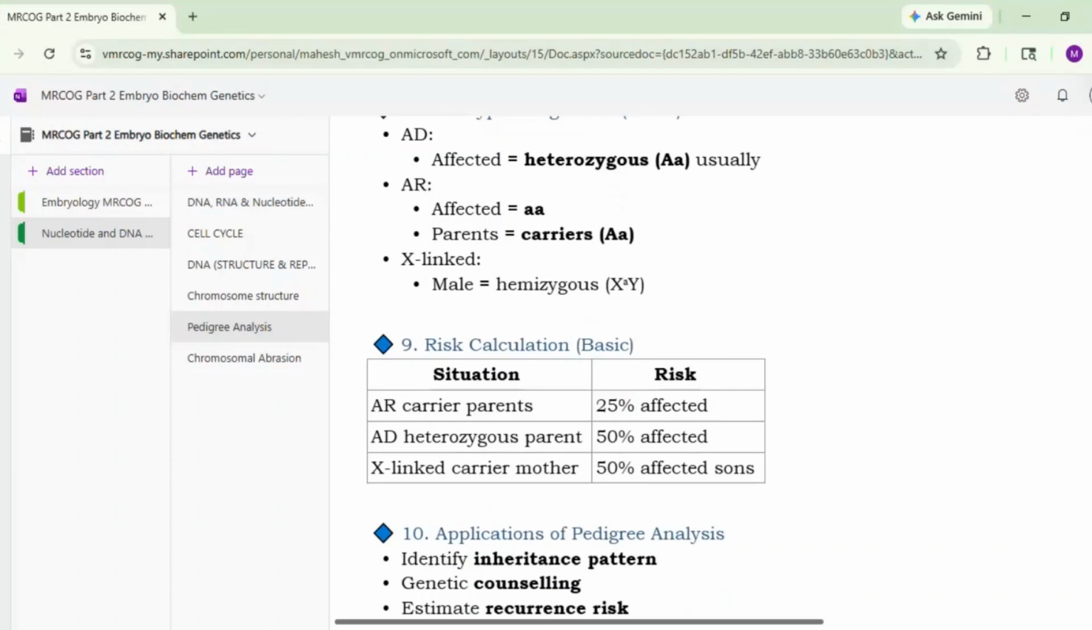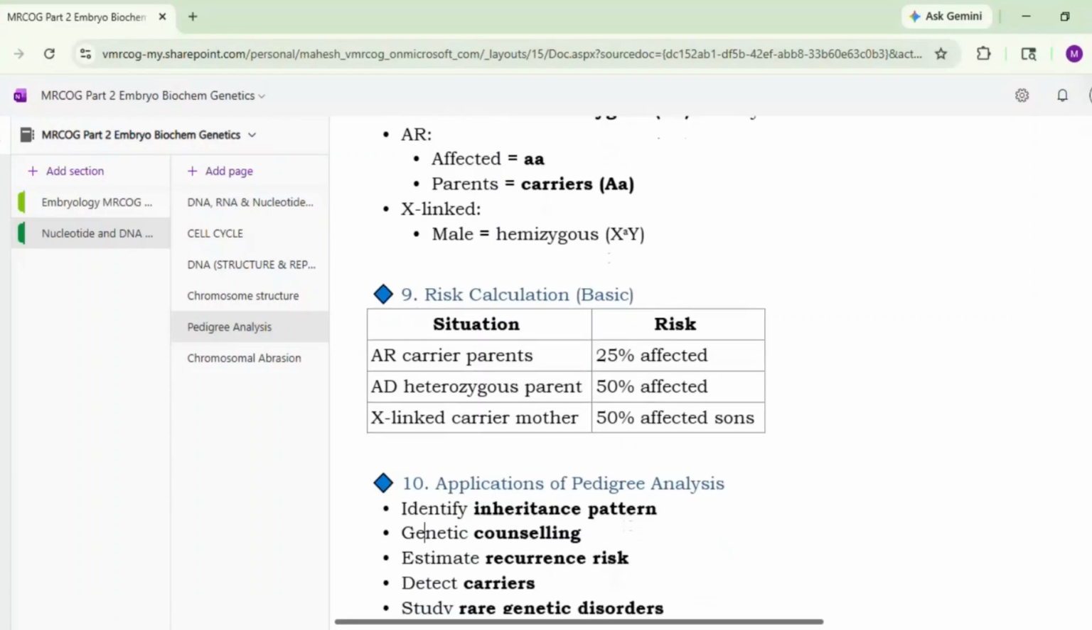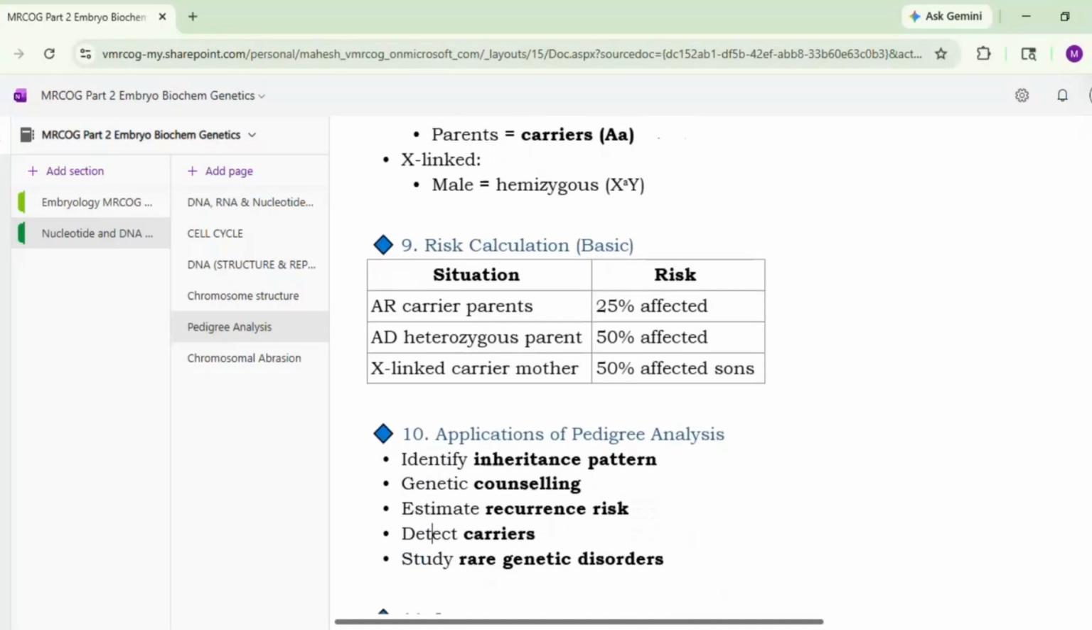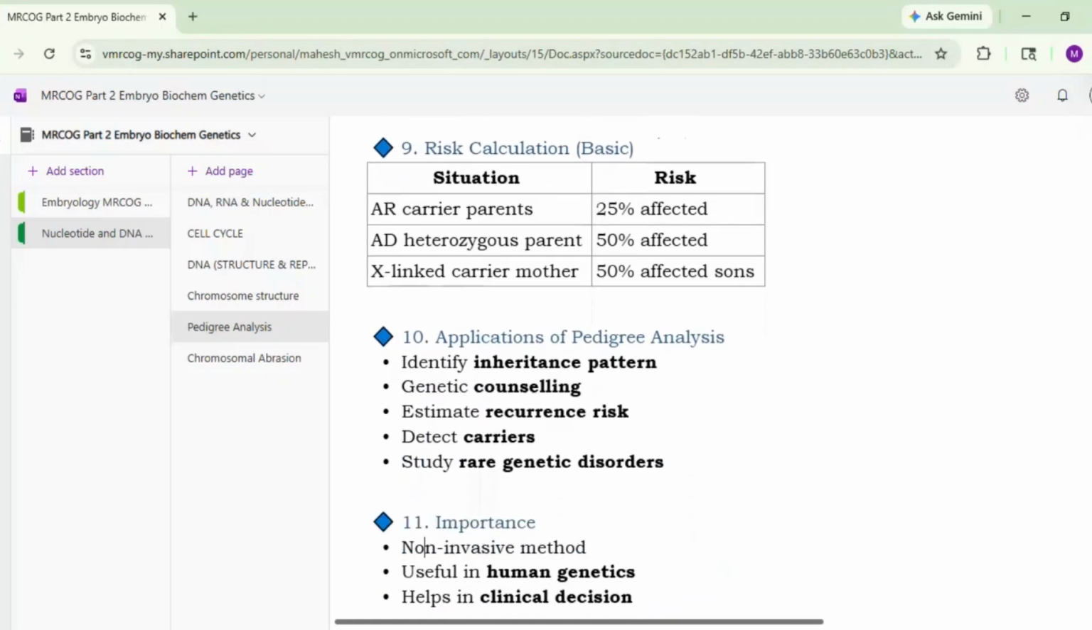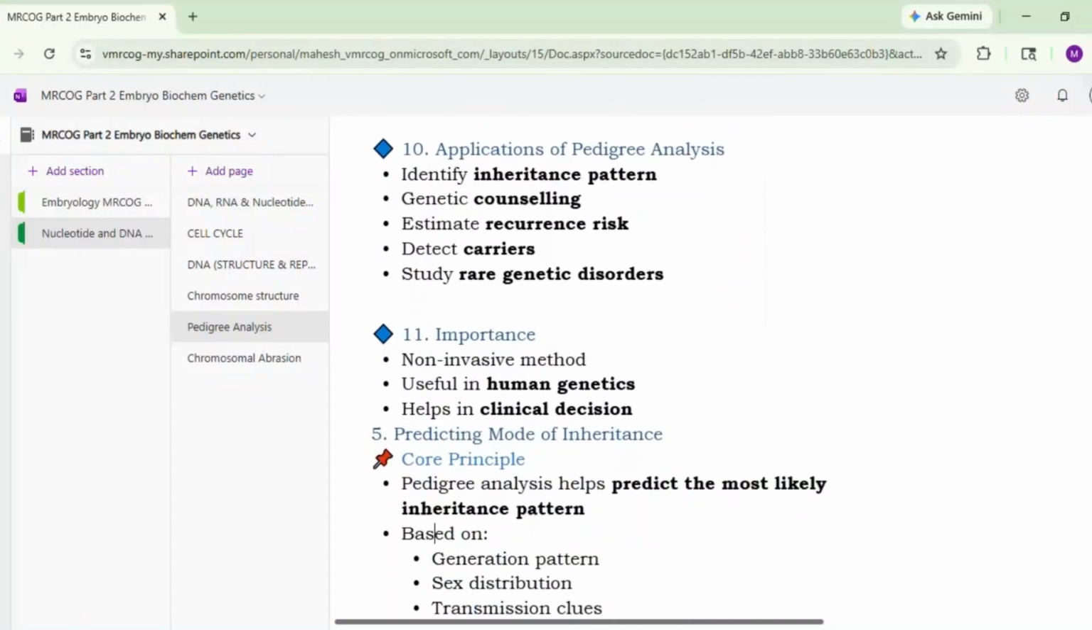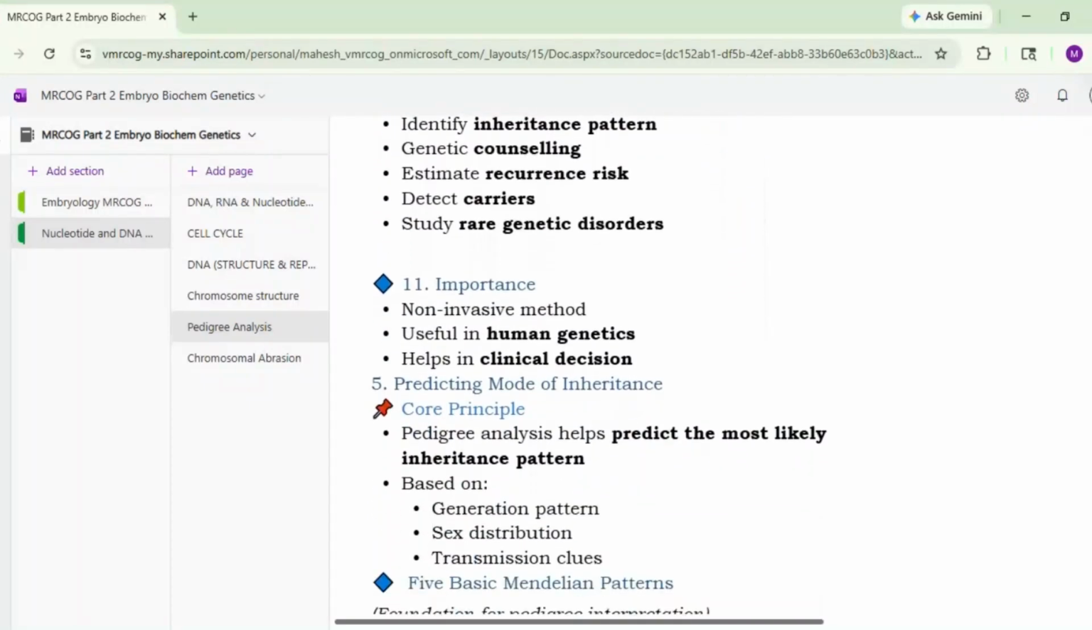Okay. So what are the applications of pedigree analysis? To identify the inheritance pattern, genetic counseling, estimate the recurrence risk, detect the carriers, and study rare genetic disorders. Now, what is the importance? It is a non-invasive method. It is useful in human genetics and helps in clinical decisions.